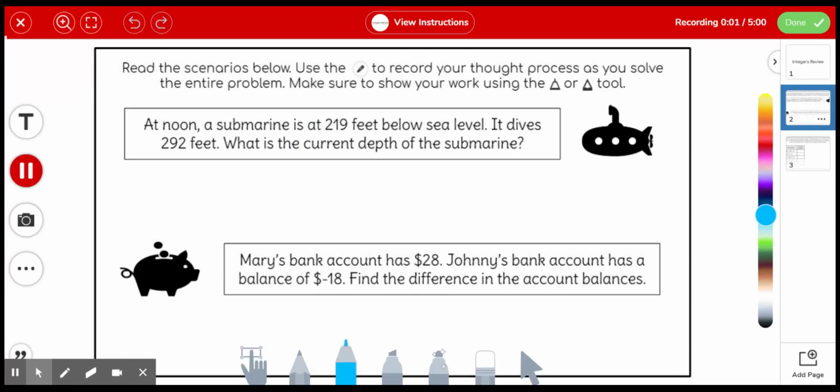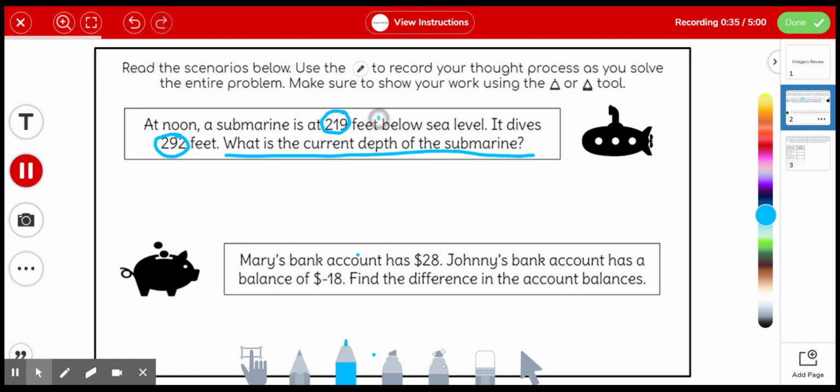The first thing I want to do, I'm using my cubes method. C in cubes is for circle. So I'm going to go ahead and circle the numbers that are important in this problem, which are 219 and 292. The U is for underline. I am going to underline what I'm being asked, which is the current depth of the submarine. That's a crooked line. Let me redo it. That's better.